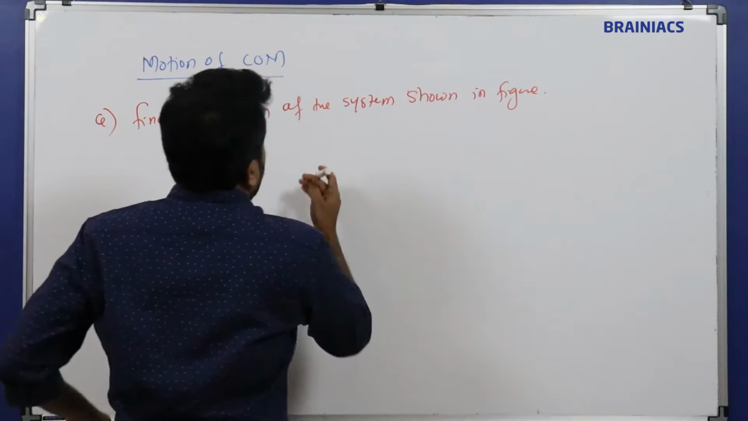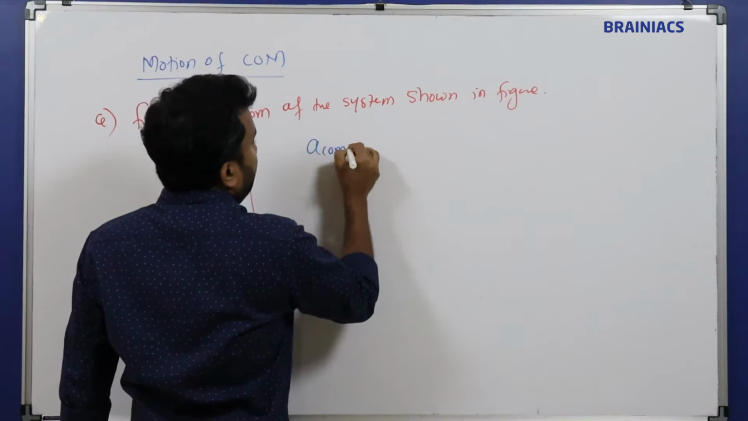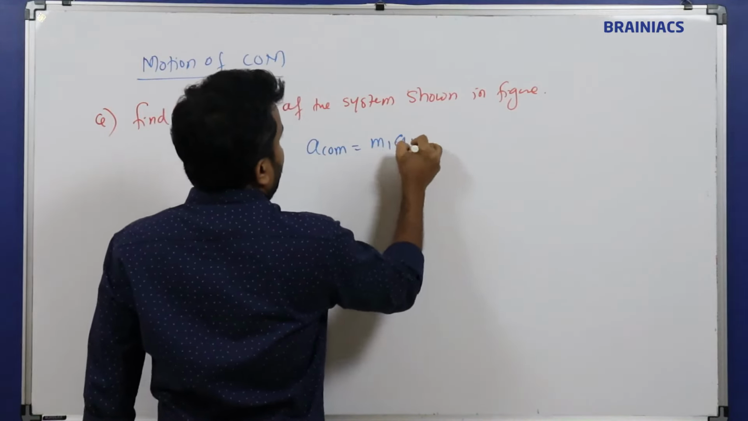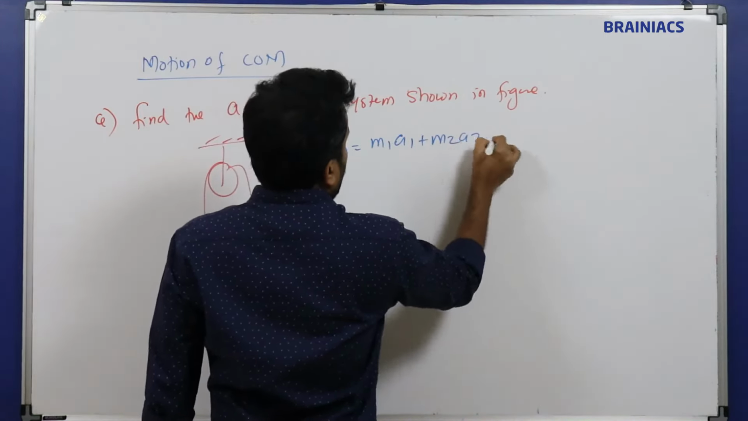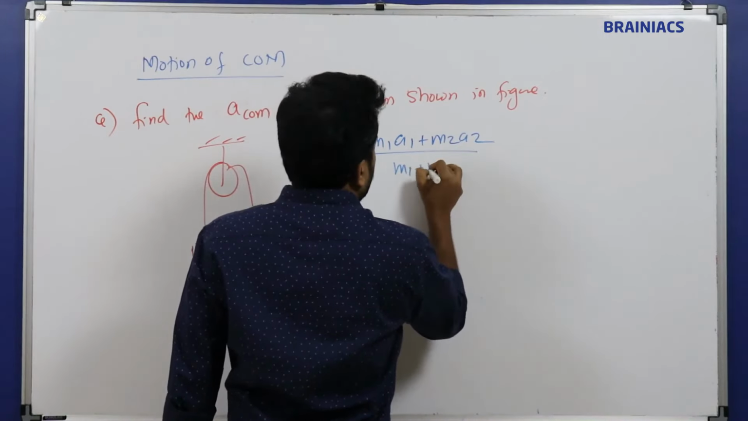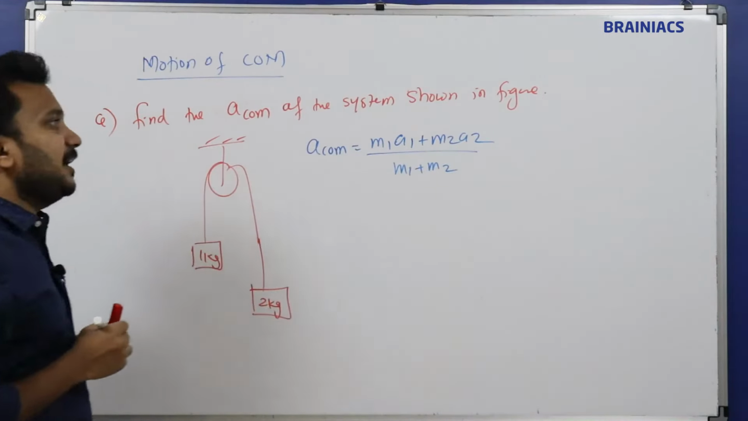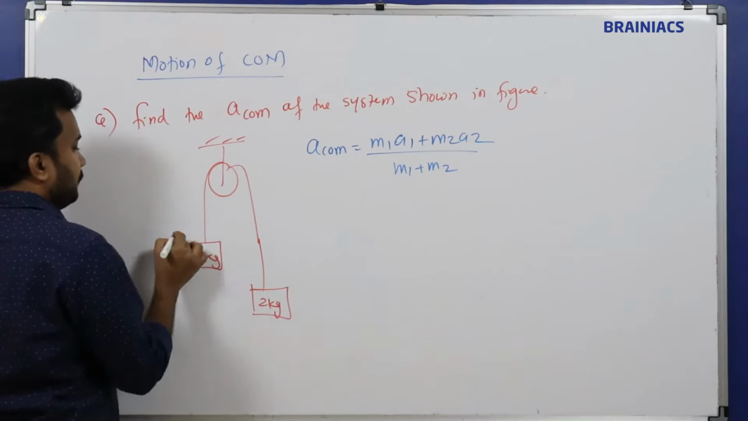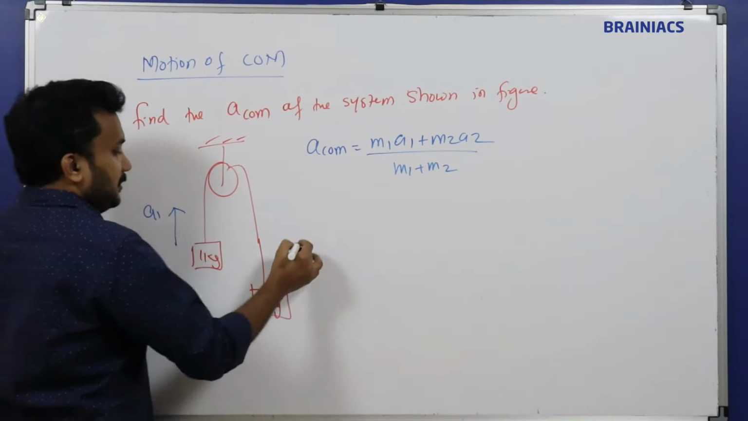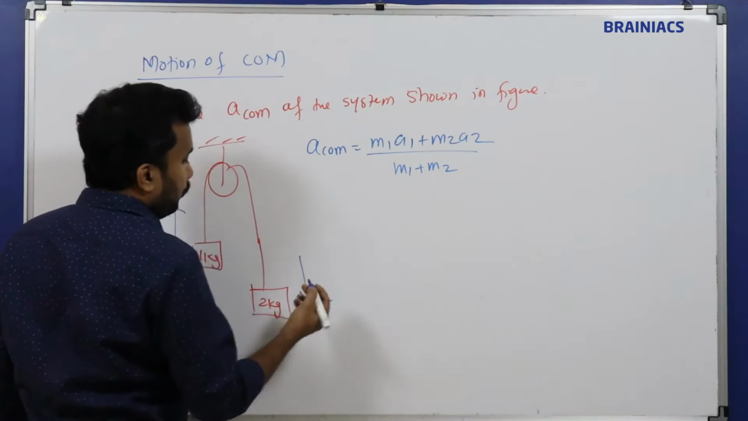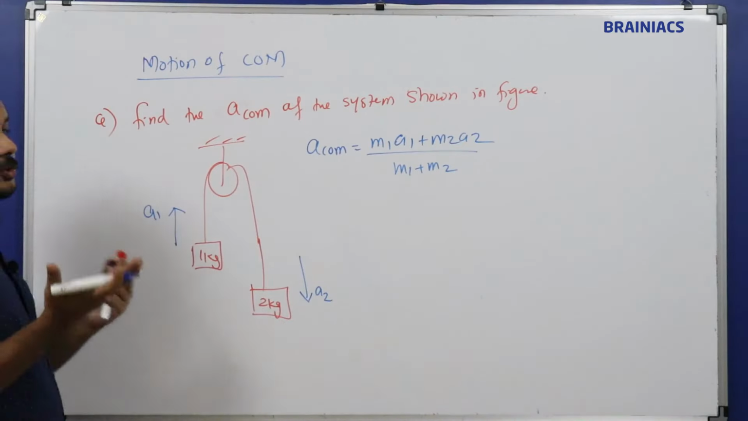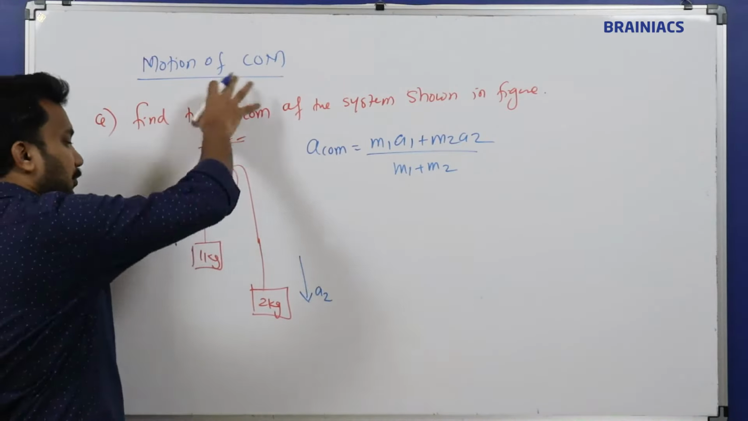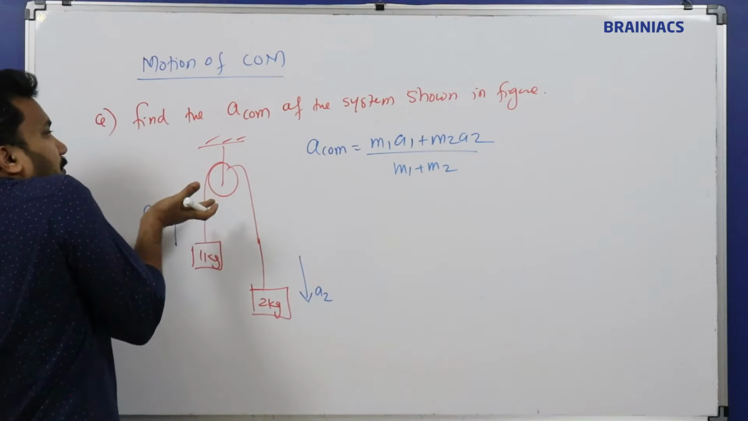So acceleration ACOM is equal to m1 a1 plus m2 a2, divided by m1 plus m2. This is what we know. But what are a1 and a2? The 1 kilogram body will go upward and the 2 kilogram body will go downward, but a1 is equal to a2 because it is a single pulley.